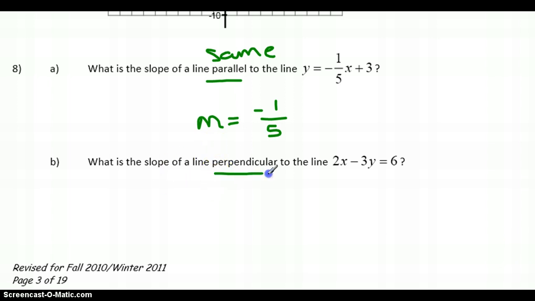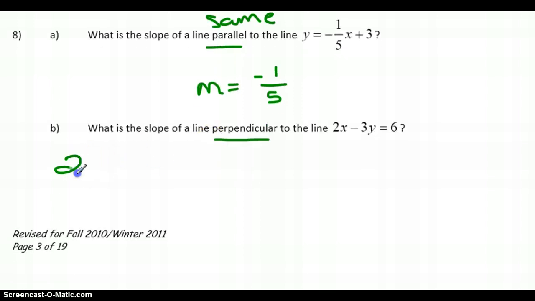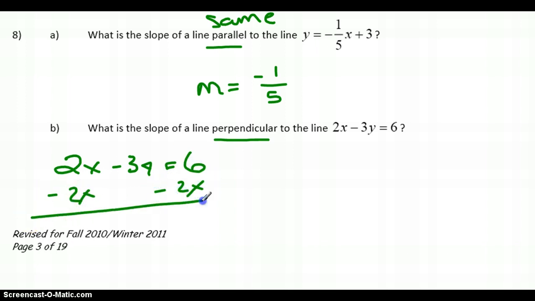The slope of a line perpendicular to this line. First of all, I need to find what that line's slope is. So we're going to solve for y. So 2x minus 3y equals 6. Subtract the 2x from both sides. Don't lose your negative right here when you write down that -3y equals -2x plus 6. I need to pick my pencil up a little bit more with my negatives. Okay, divide everything by -3.